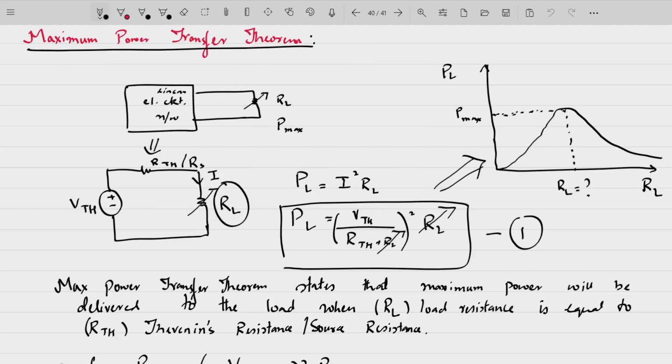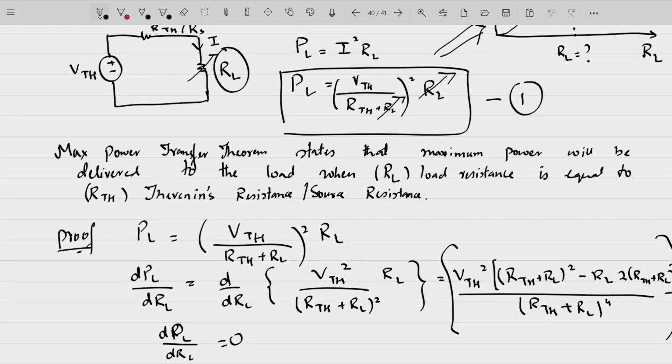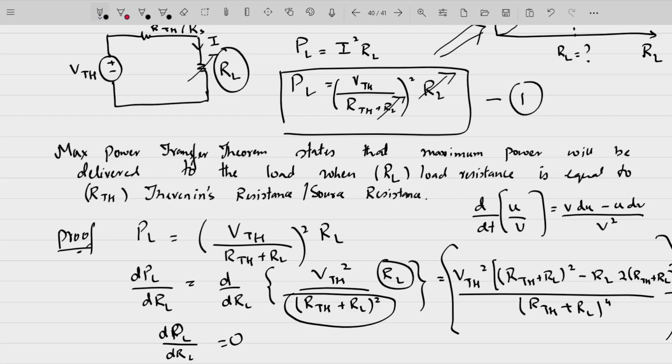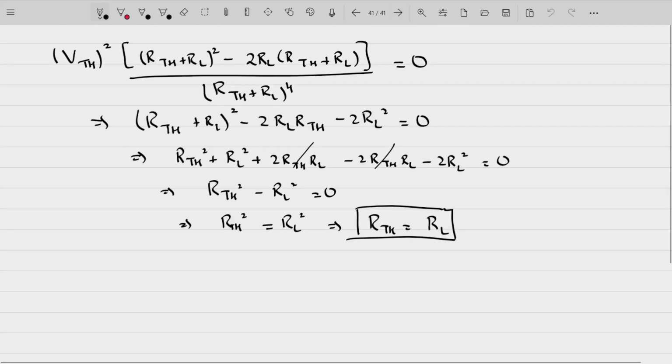No, why would it be power 3? It was already square. This is differentiation of u by v. What is the derivative of u by v? It is v times the differentiation of u minus u times the differentiation of v, divided by v square. So RL is u, RTH plus RL square here is v. So you have to differentiate it accordingly. VTH square here is constant. So below, RTH plus RL raised to the power 4 will come. So this is done.